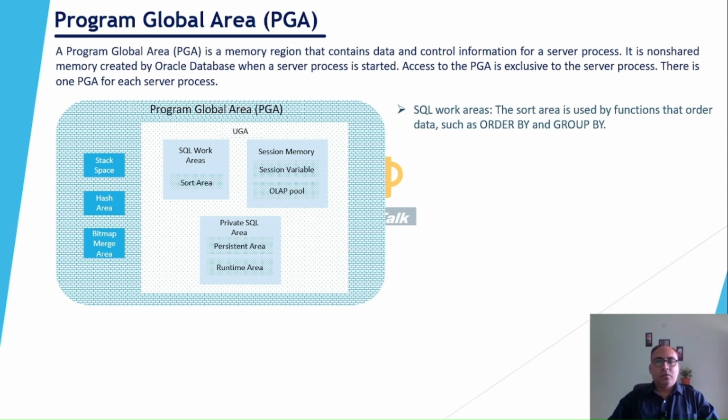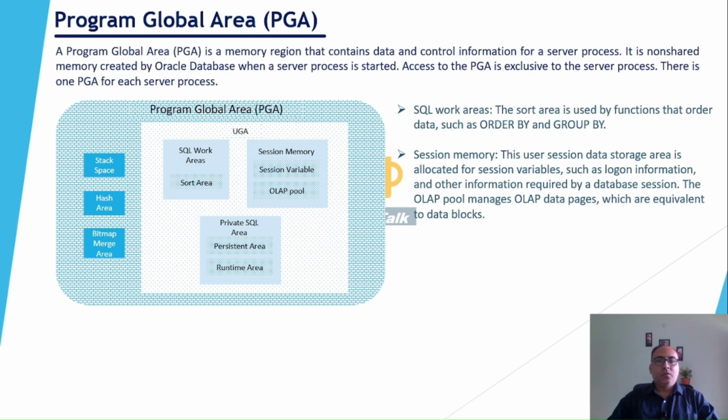SQL work areas are used for sorting operations. Whenever we do any sorting using order by or group by clauses, Oracle uses a temporary area and stores results in that temporary area. For that purpose, SQL work areas come into the picture. Then we have session memory. This basically stores different sorts of session information, such as your login information and other information which is required for a database session. So that's the objective of using session memory.